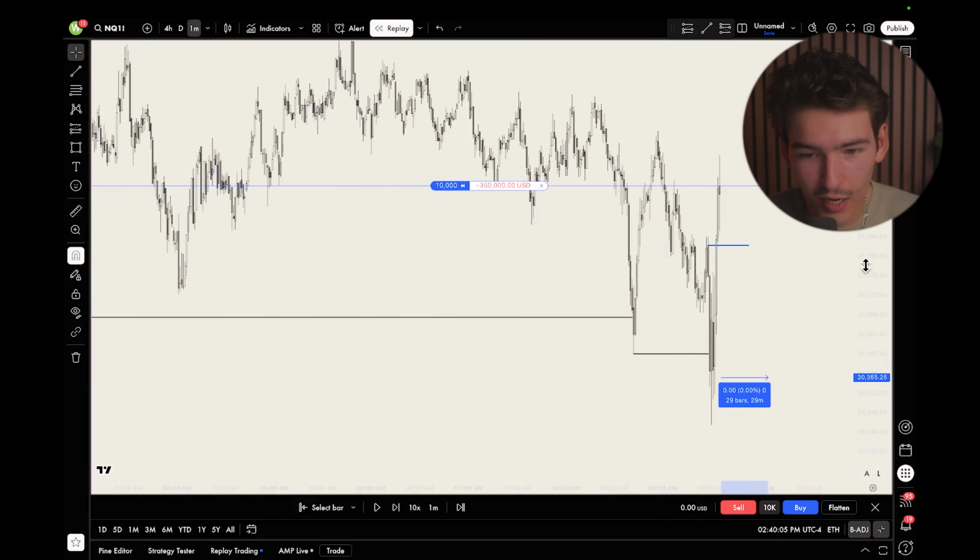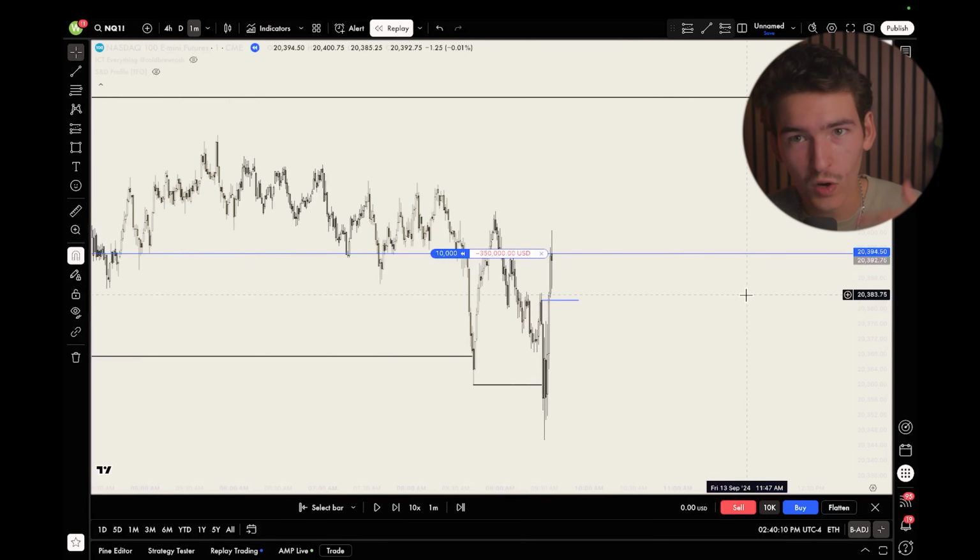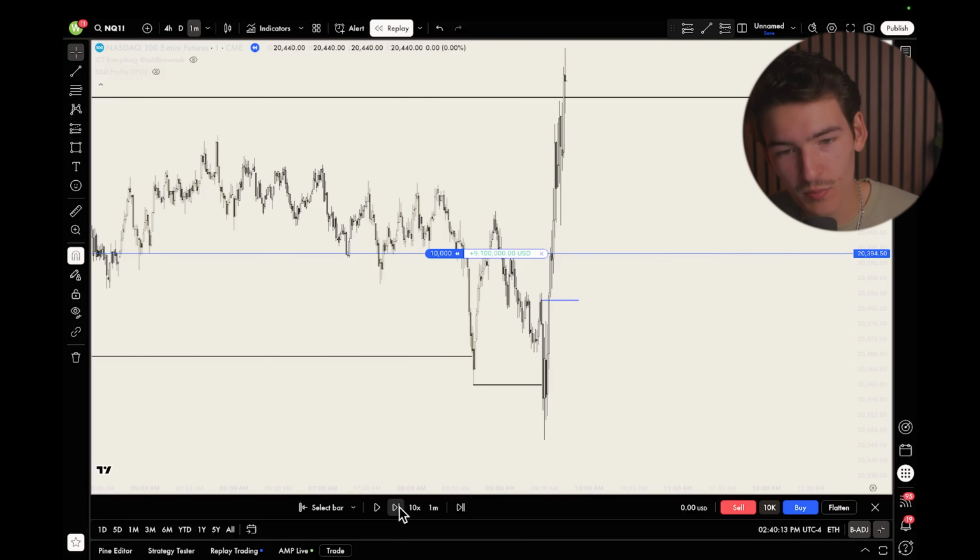I would put my stop at the low and I would be targeting all of this buy side, right? Because we generated all of this liquidity here. So now we've taken one side and now we're going to go take the other side after the break of structure. And there we go.